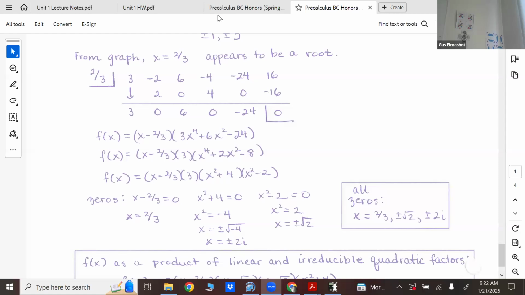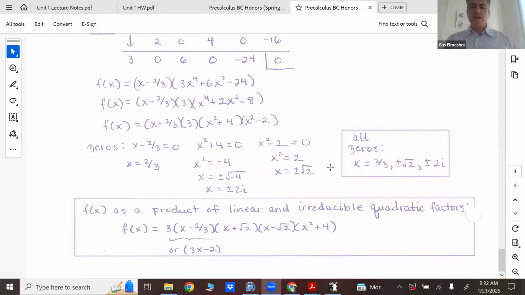For some reason, the answers have all linear factors, but seriously, you can just write it like this. I'd write an answer like this: 3x minus 2, and the quadratic with plus or minus. To me, that's good enough.